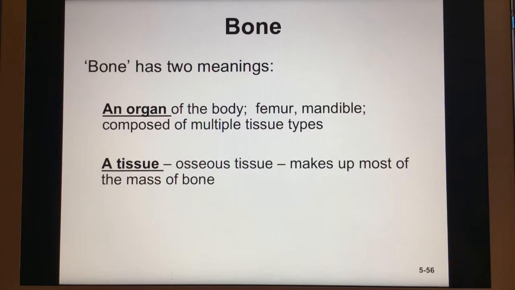Bone is a type of connective tissue. Again, it doesn't feel like it fits in this category, but it's there. So bone does have 2 meanings: an organ of the body, so that would be your femur, the bones that you're thinking of, mandible, and they are technically composed of more than one tissue type. But bone is also a tissue, and so its technical name is osseous tissue, and it does make up most of the mass of the bone. But the bones that you're thinking of do have more tissue types other than just bone, the tissue.